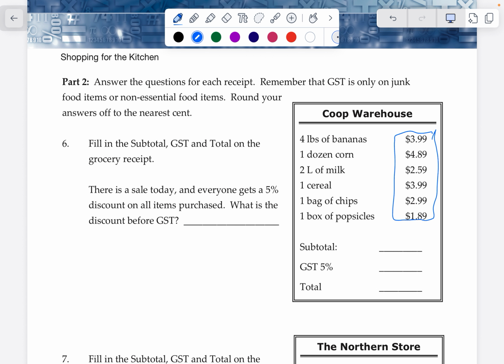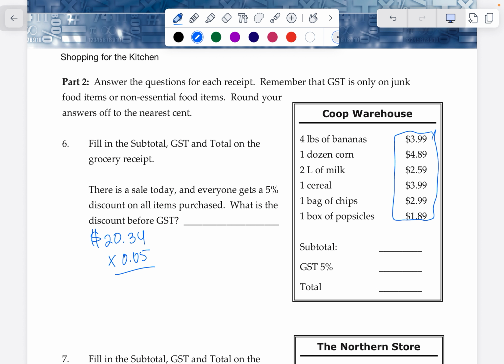Okay, so if we add up those on our calculator, $3.99, $4.89, $2.59, $3.99, $2.99, and $1.89, we get a total of $20.34. But they said we get a 5% discount on all items purchased. So a discount we had talked about before, we're going to multiply by that 5%, remember, that's 0.05. So we can figure out how much they're going to give us off of these items.